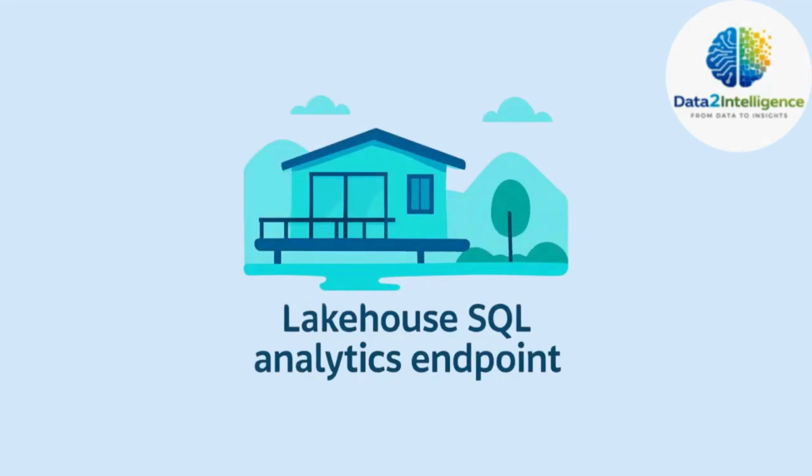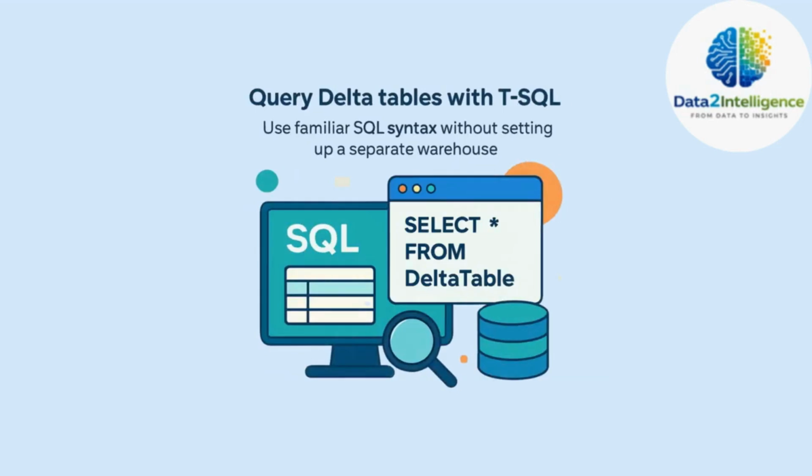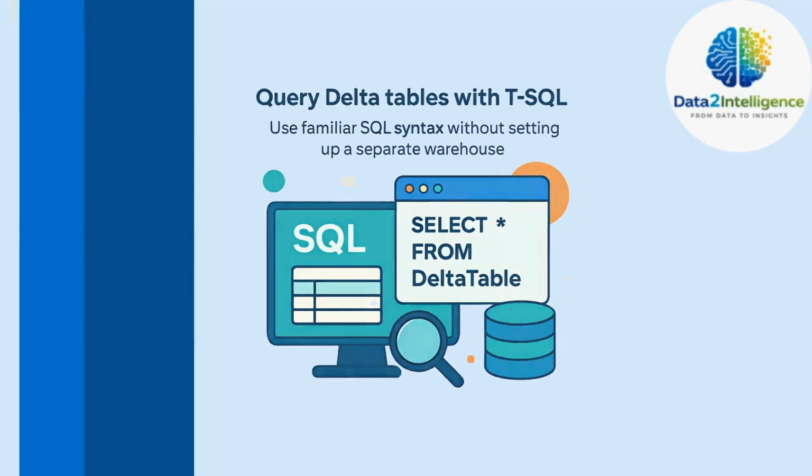Lakehouse SQL Analytical Endpoint. When you create a Lakehouse, Fabric automatically generates a SQL Analytical Endpoint. This endpoint lets you query delta tables with T-SQL, connect Power BI directly, and share read-only access. Query delta tables with T-SQL. Use familiar SQL syntax without setting up a separate warehouse.